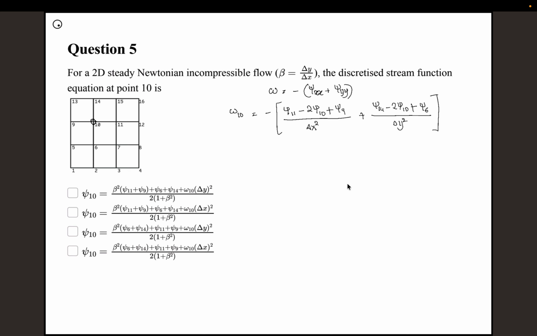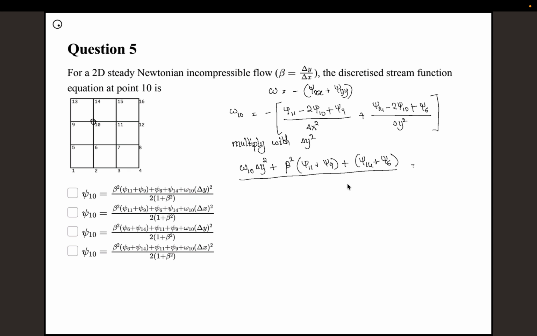Now all we have to do is just rearrange this equation so that beta comes into picture. So we have delta y by delta x, so multiply with delta y square, and then you can just rewrite. So we have omega 10 times delta y square plus, I'll take all the terms of psi on the other hand. If I multiply with delta y square, I'll have a beta square term here, psi 11 plus psi 9. And here delta y will get cancelled, so I'll have psi 14 plus psi 6.